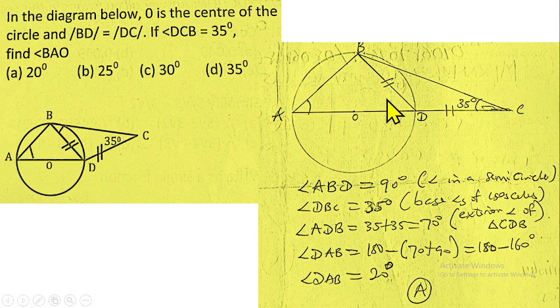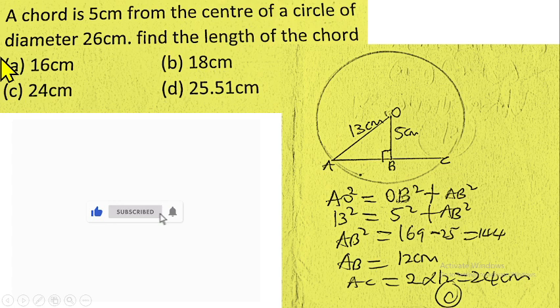So we can use the sum of angles in a triangle to find the third angle in triangle ABD. So 90 plus 70 gives us 160, then 180 minus 160 will give us 20 degrees. So option A is the correct option for this question. Then the next question: a chord is 5 centimeters from the center of a circle of diameter 26 centimeters. Find the length of the chord.